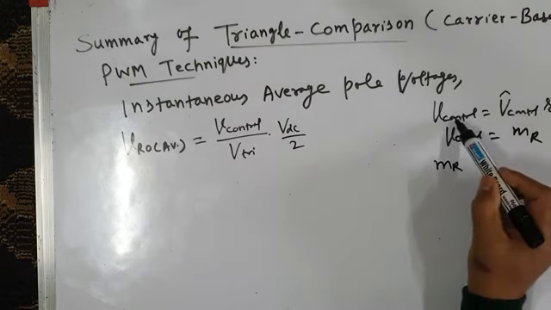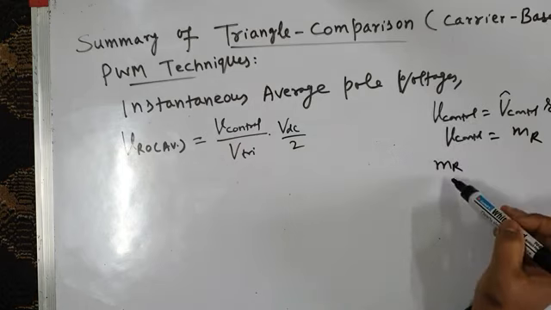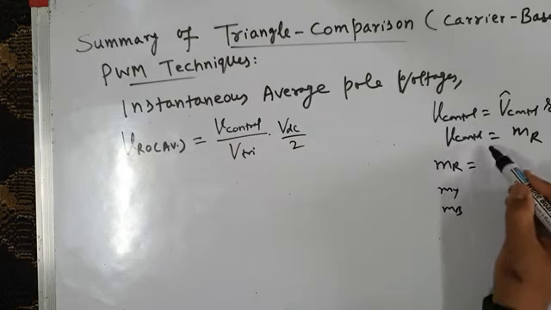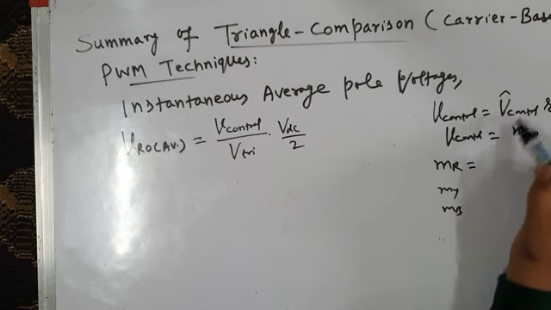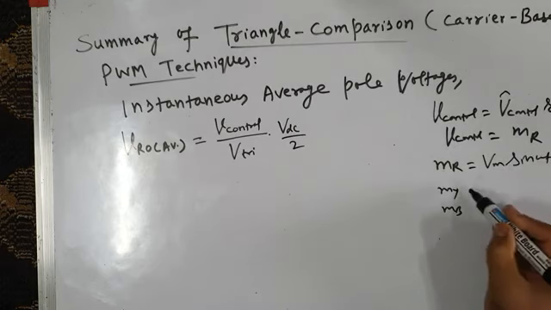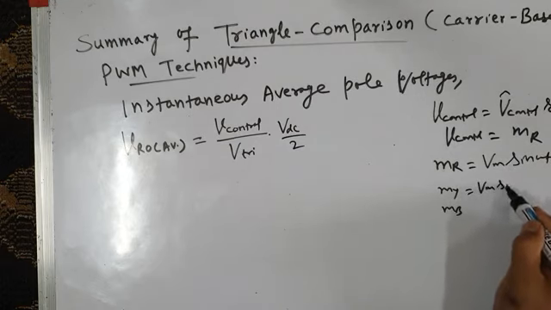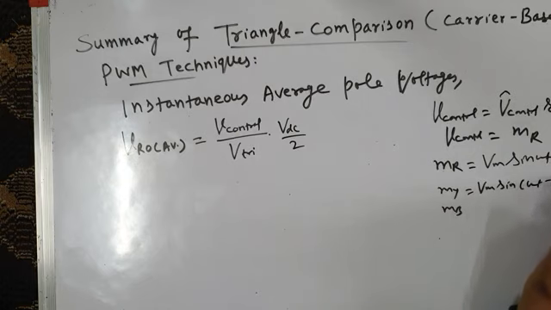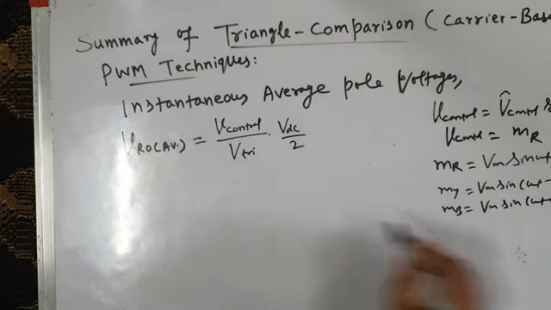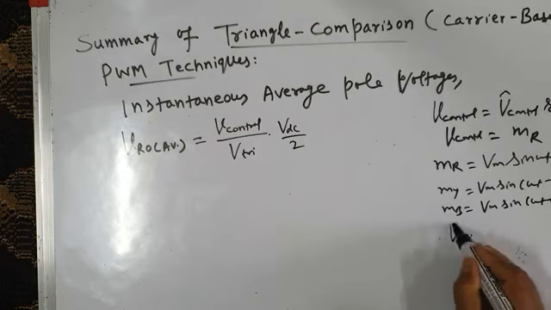We have not represented them by V control, we have denoted them by MR, MY and MB. So this MR can be written as peak values V control. Instead of writing V control, I can write VM sine omega t. Similarly, MY is VM sine of omega t minus 120 degrees, and MB is VM sine of omega t plus 120 degrees, right? And what is the peak value of the triangular carrier wave?